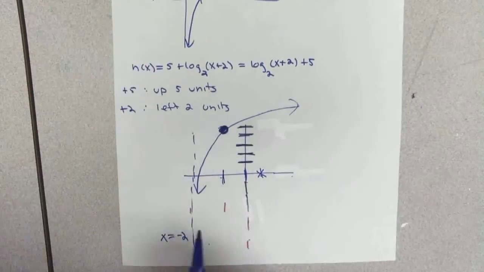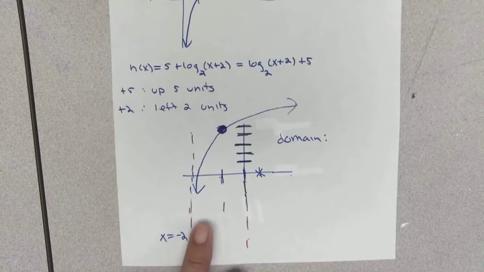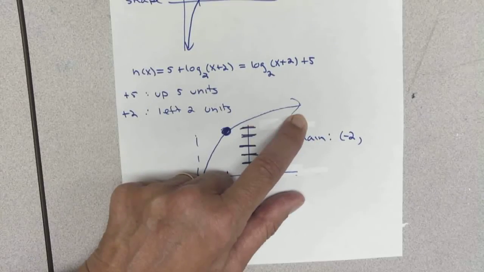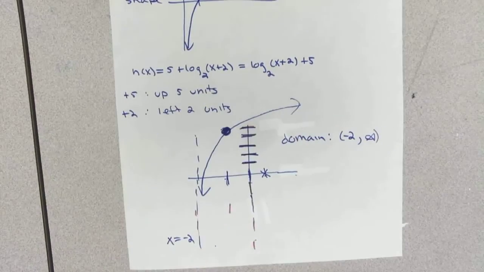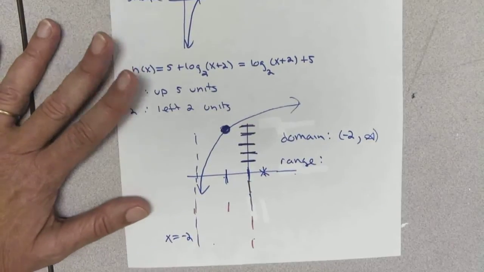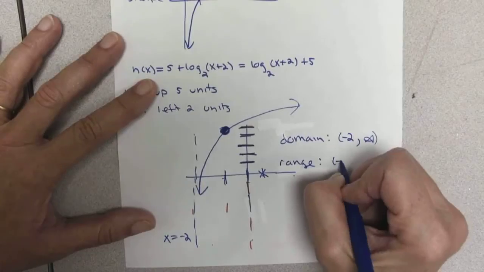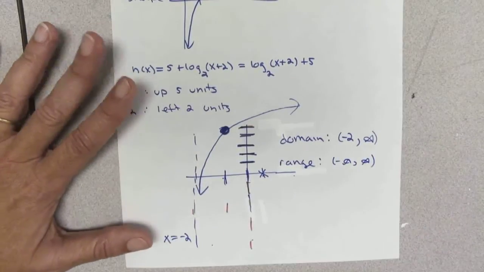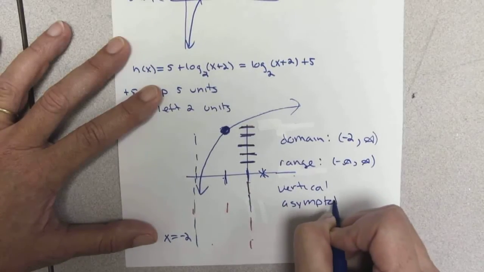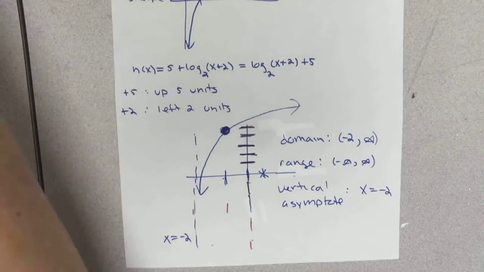So now answering all the stuff that they wanted, the domain, left to right. It's almost at -2, so -2, then it goes to the right forever, so -2 to infinity. Range is low to high. It's going down forever and very slowly up forever, but still up forever. So the range is -infinity to infinity. And then my vertical asymptote, x equal -2. And there's that problem.